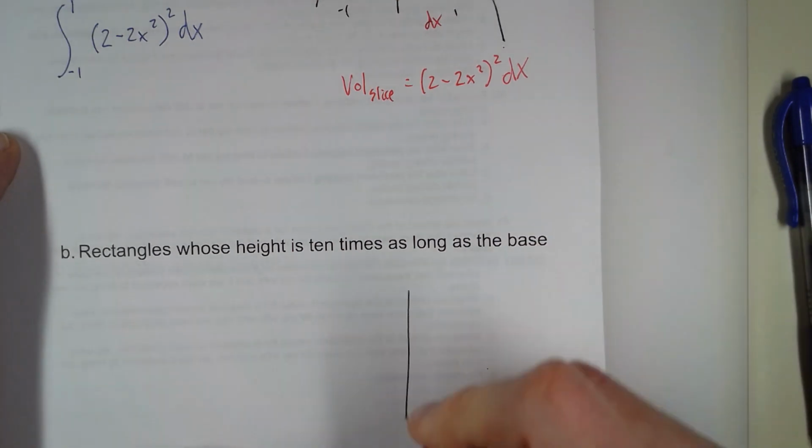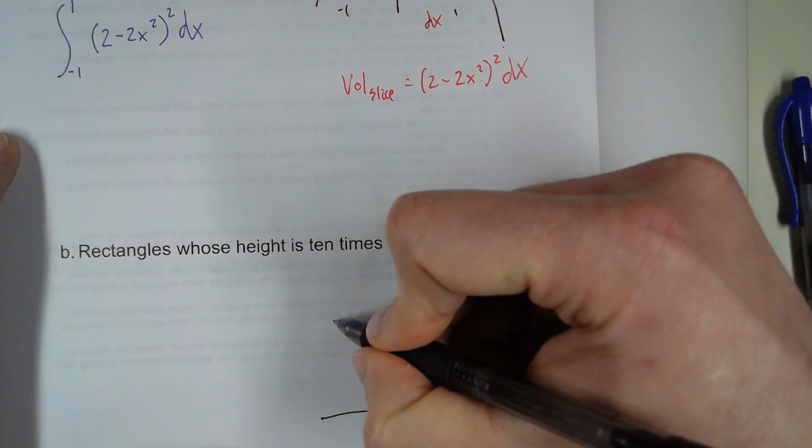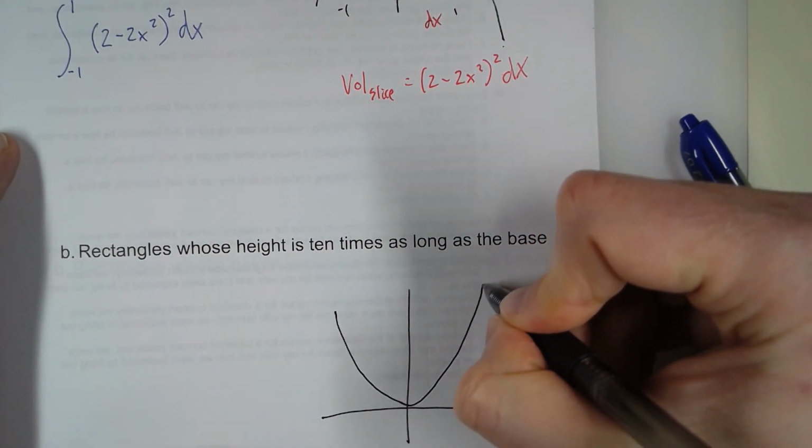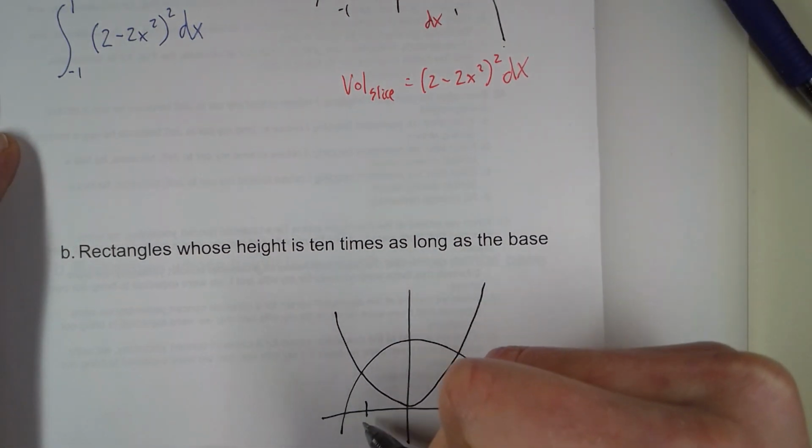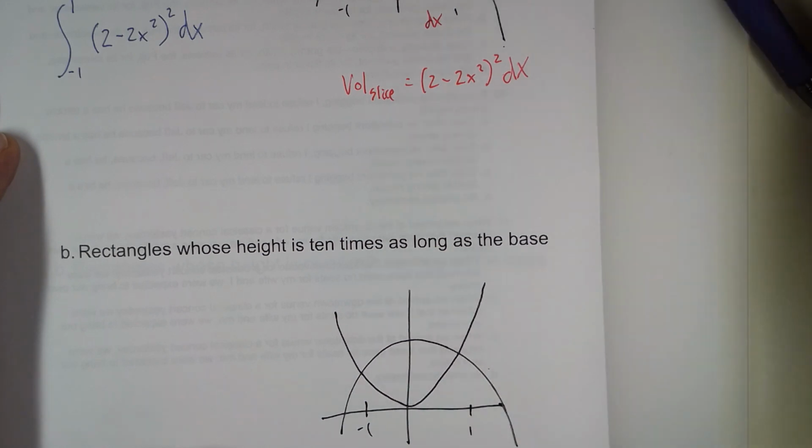For letter B, now we have rectangles whose height is 10 times as long as the base. So you have negative 1 and 1.